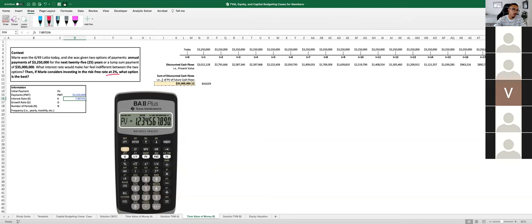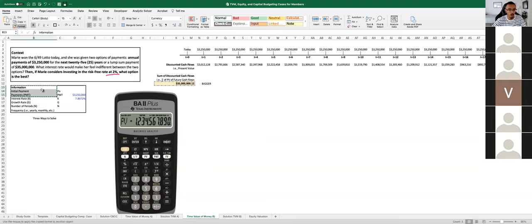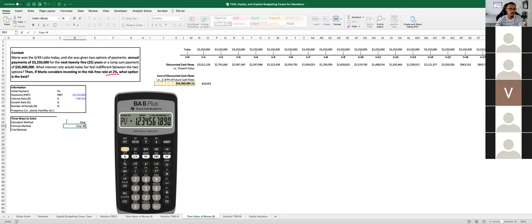All right. So in this case, there are three ways to solve this, and I'll write them right here. There's the first one, which is the calculator method. Then there's the formula method. There's the trial method, which is the one I definitely do not recommend. That's definitely the worst option out there. The calculator method is the easiest version. The formula method is easy medium.